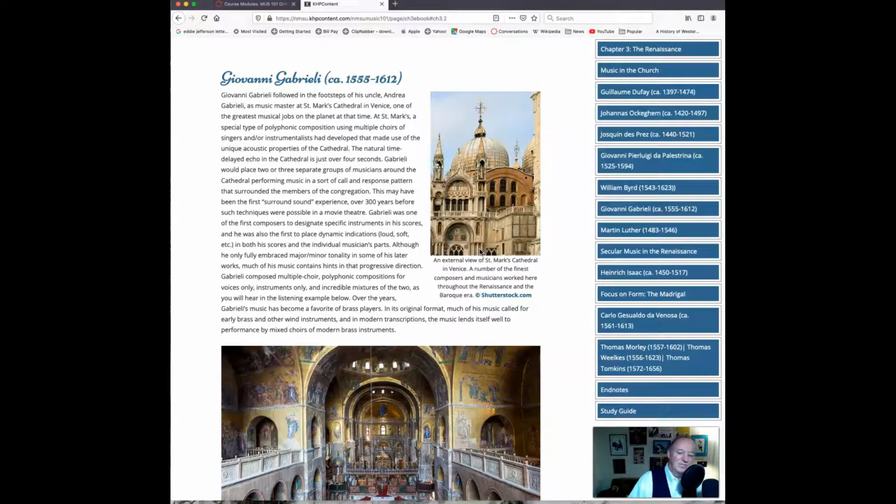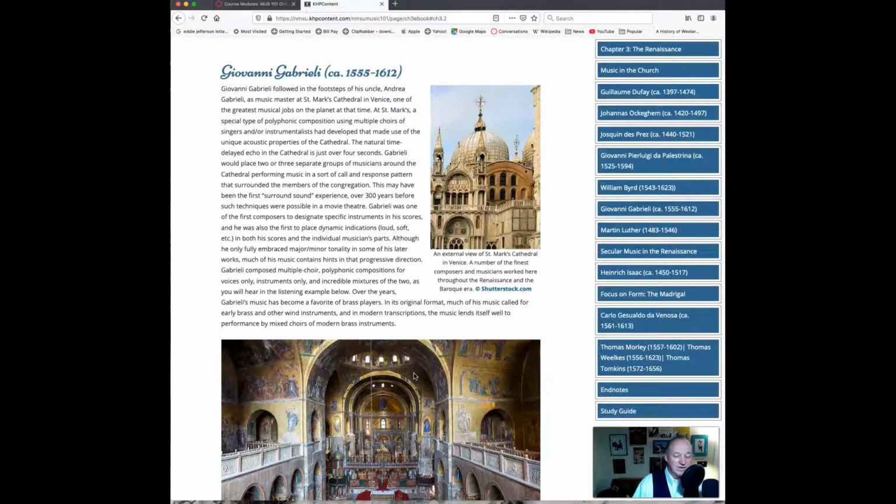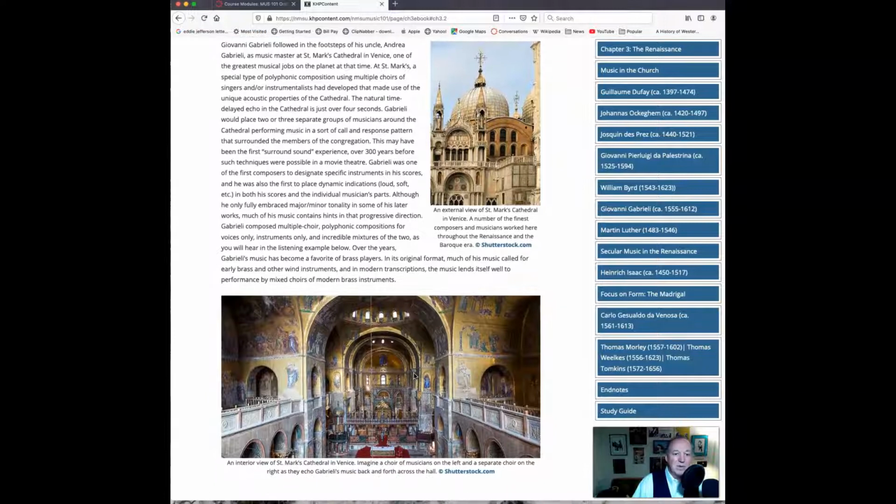Gabrieli. Gabrieli doesn't fit neatly into the discussion because at a time when the church is saying we want less polyphony, he basically said, hey, that's not how we roll in Venice. In Venice, we like the polyphony. In fact, we're going to add more. St. Mark's Basilica in Venice, one of the most gorgeous cathedrals on the planet. The echo time here is about 4.3 seconds. And they would use this to their advantage with their polyphonic music.